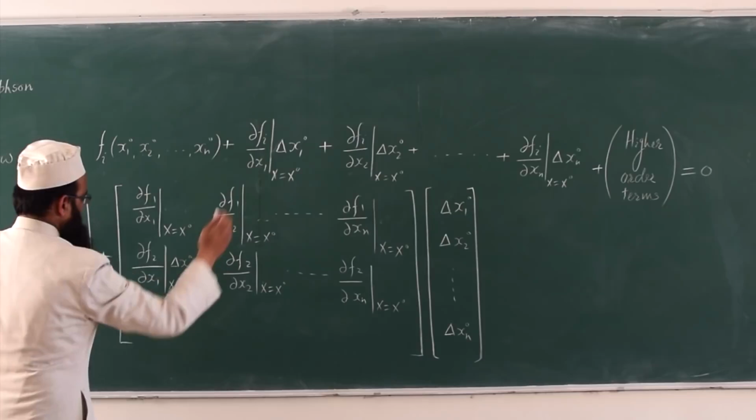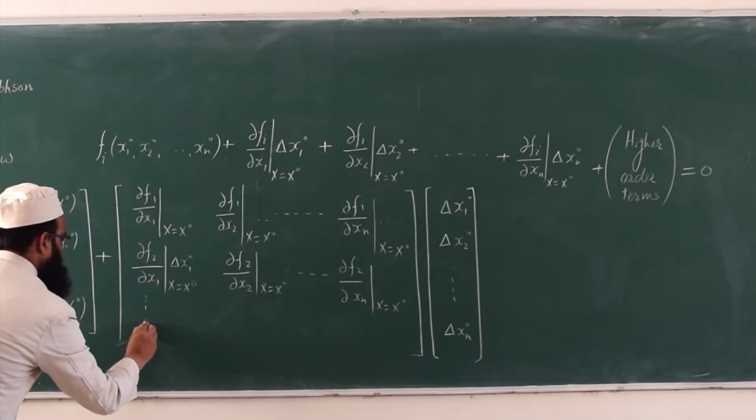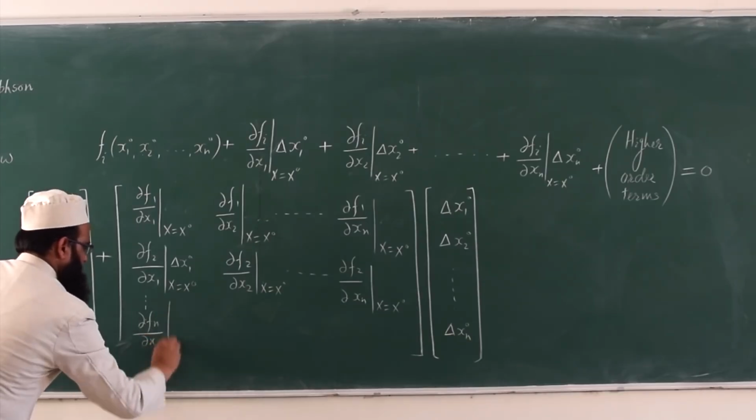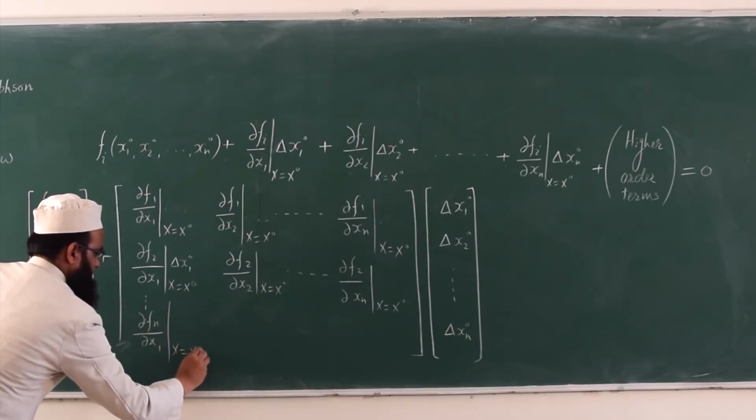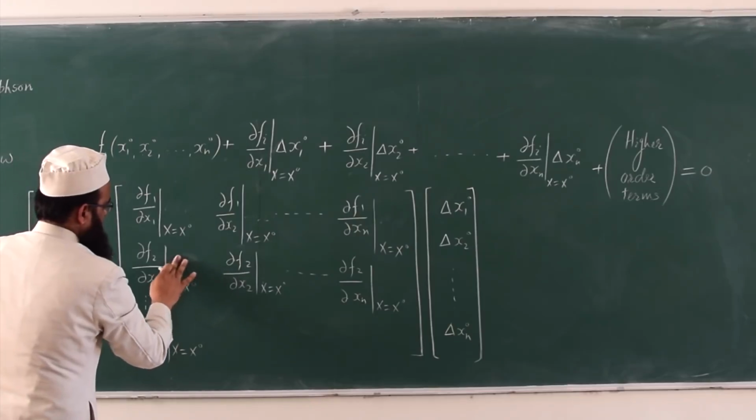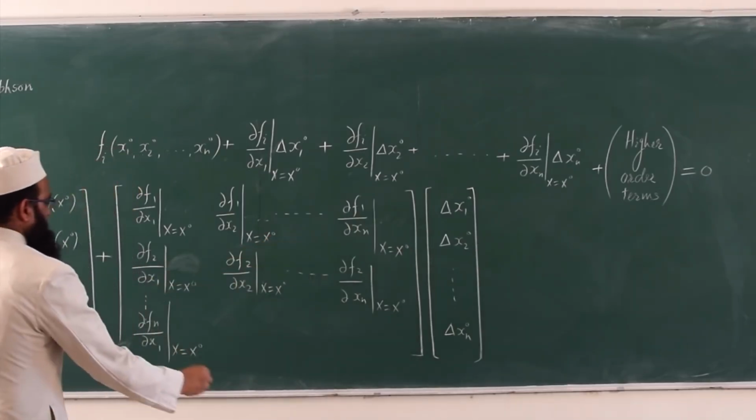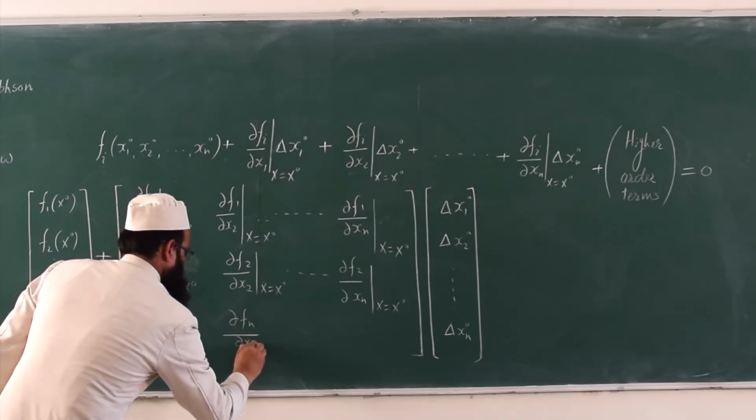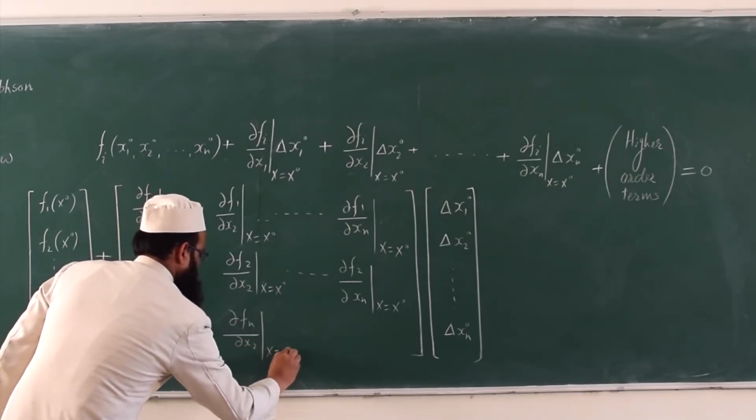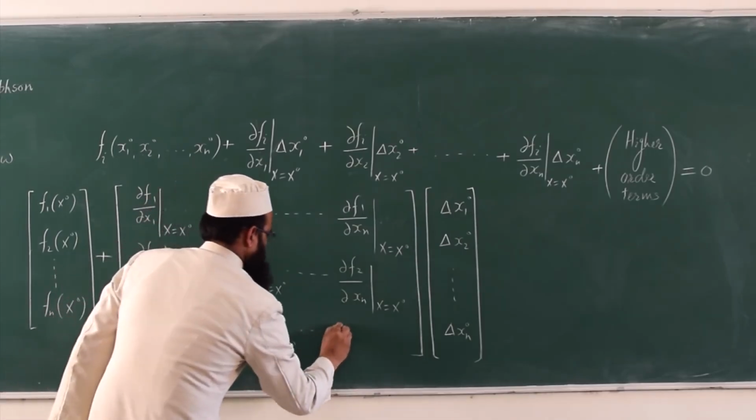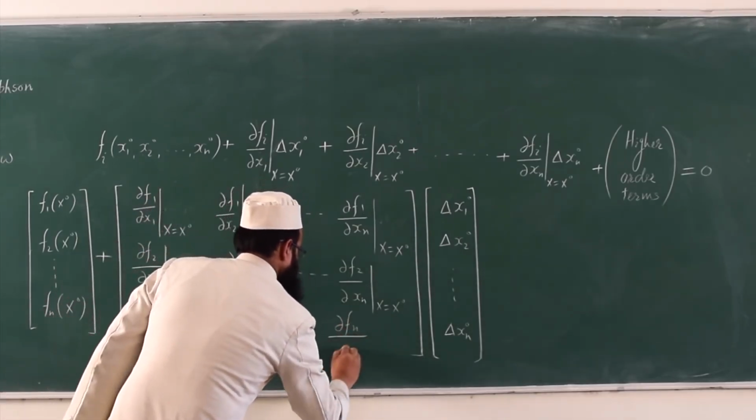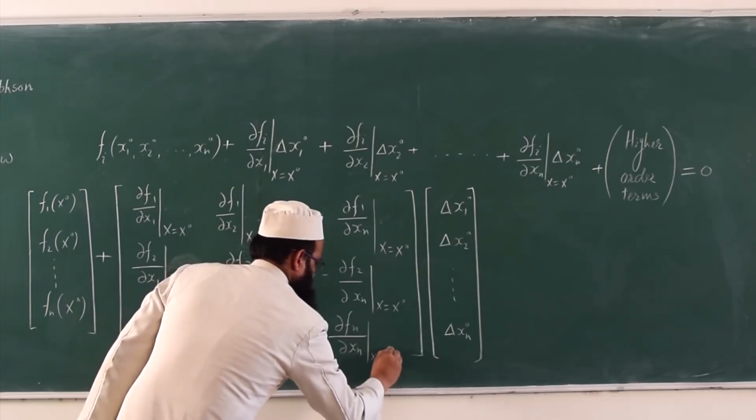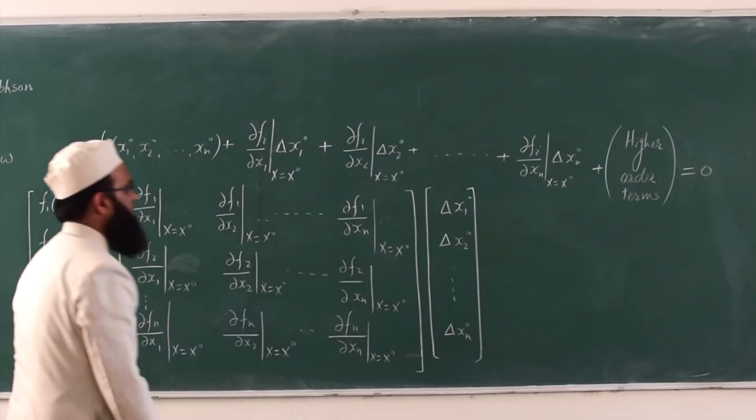So, for i equal to n, we will get the nth row here: del fn upon del x1 at x equal to x0, remove this because we have taken care of that there, del fn upon del x2 at x equal to x0 and so on, del fn upon del xn at x equal to x0. Clear?